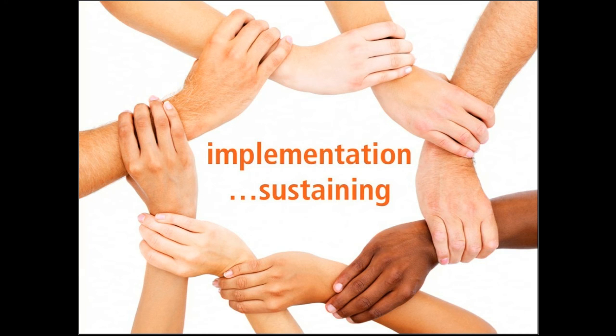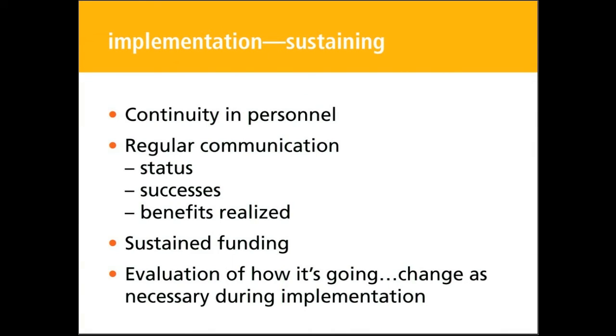So for sustaining implementation in the long run, continuity in personnel is important, whether it's a specific individual you've identified or the members of the team that you've identified as well. So some sort of continuity in folks who are helping deliver the program from an administrative level. Regular communication, regular proactive communication, I should say. What's going on? What's the status of it? Where are we at? What are some successes? Call out people that are doing a bang-up job. Use your local newspaper. Make sure that people know what people are accomplishing and the benefits.